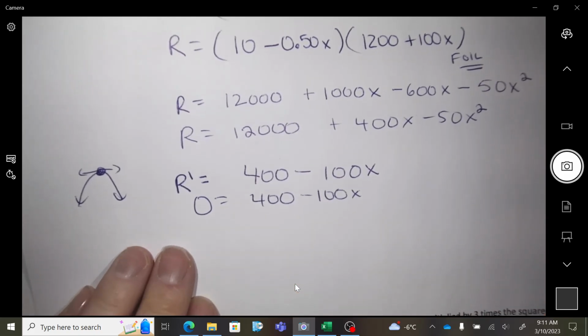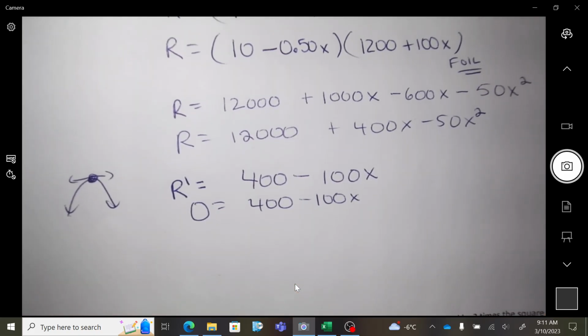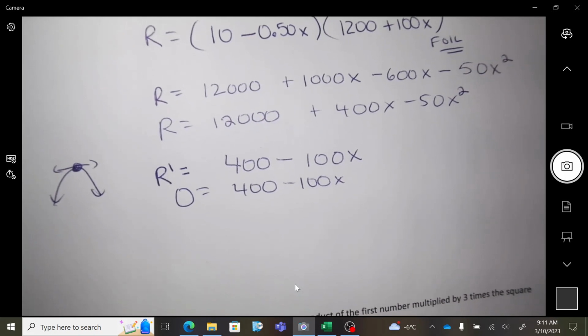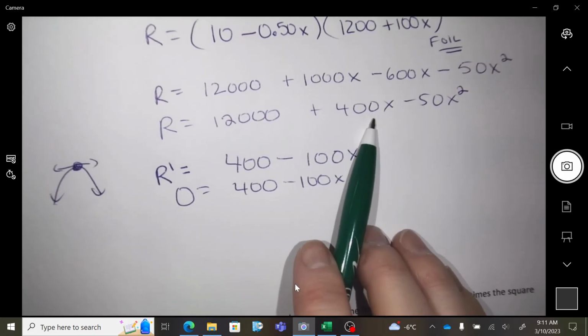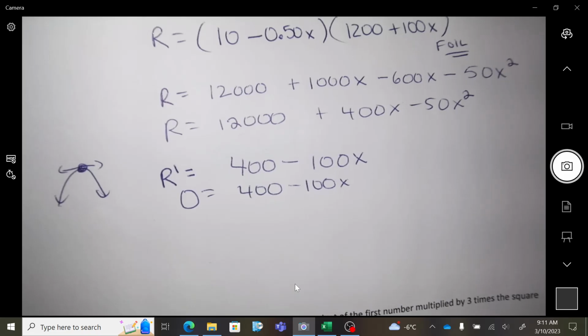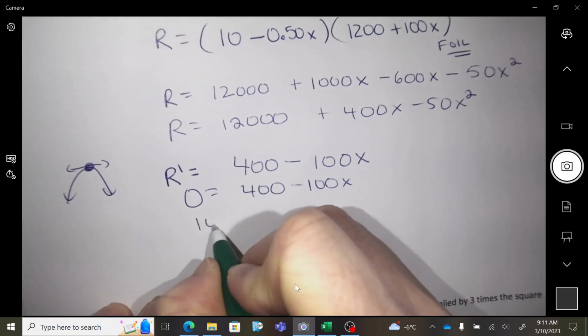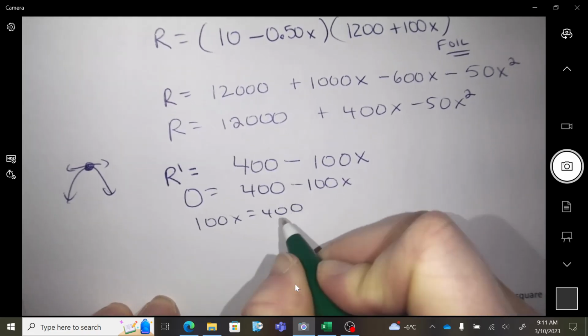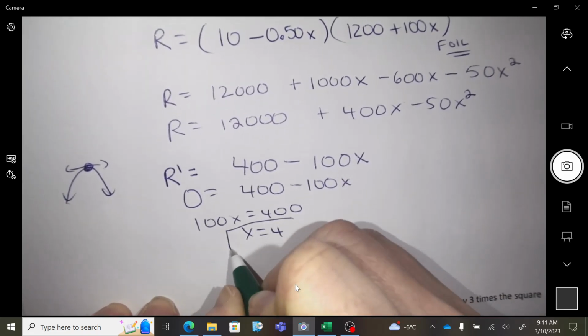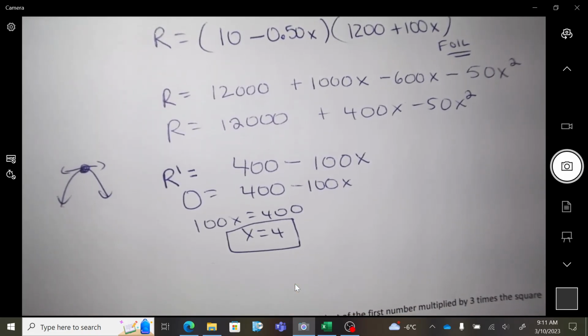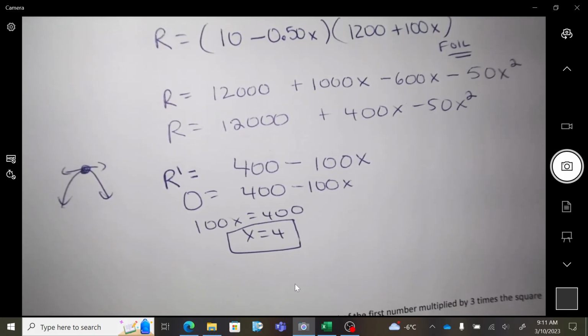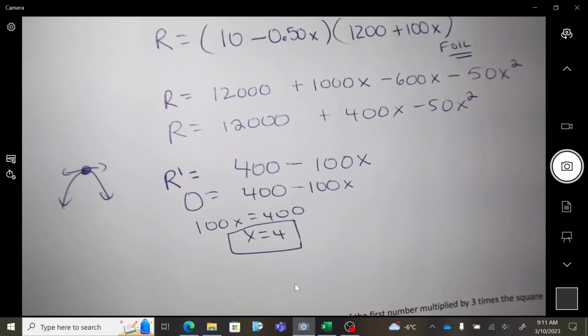Marcy, if you derive the 12,000, it's 0. Oh, sorry, I was looking at it. Right? Yeah. And then the 400x just turns into the 400. Four.